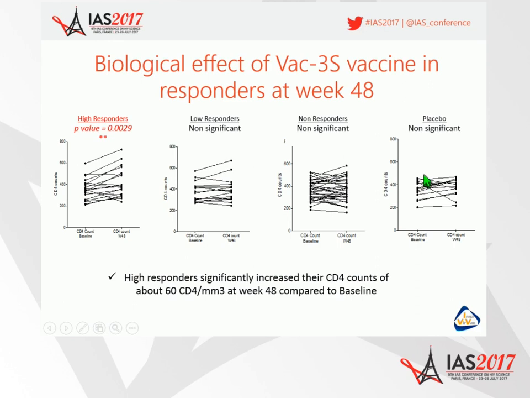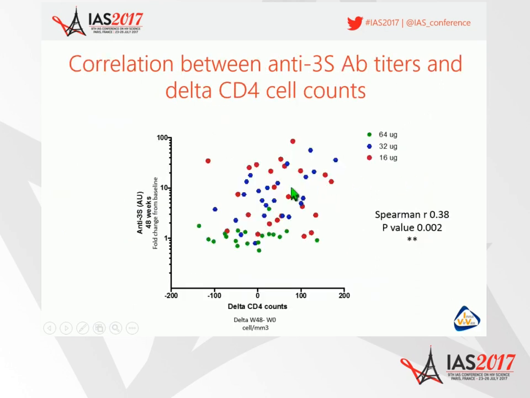In that slide, you see that there is a nice correlation with a highly significant p-value between the amount of antibody titers which were found and the delta of CD4 T cells, indicating that the more antibodies you have, the higher the increase in CD4 T cells that you may have.